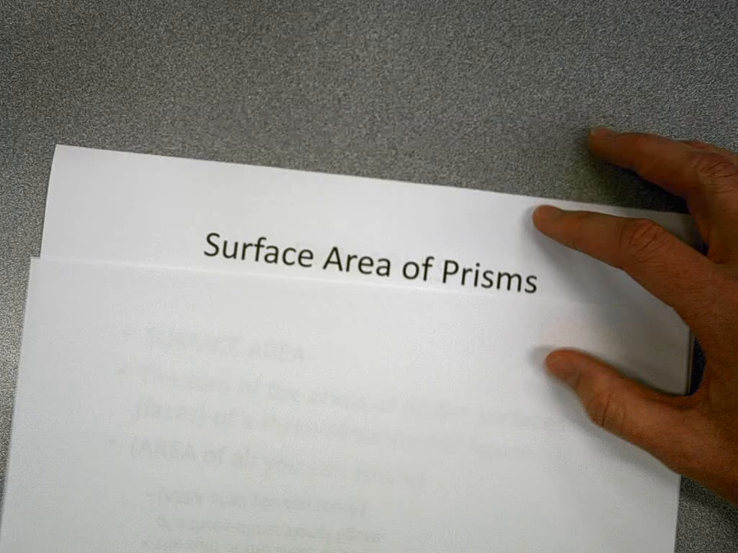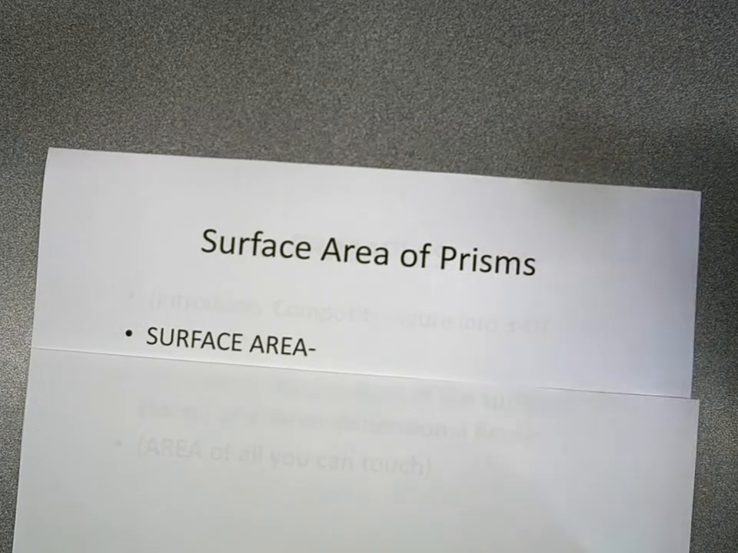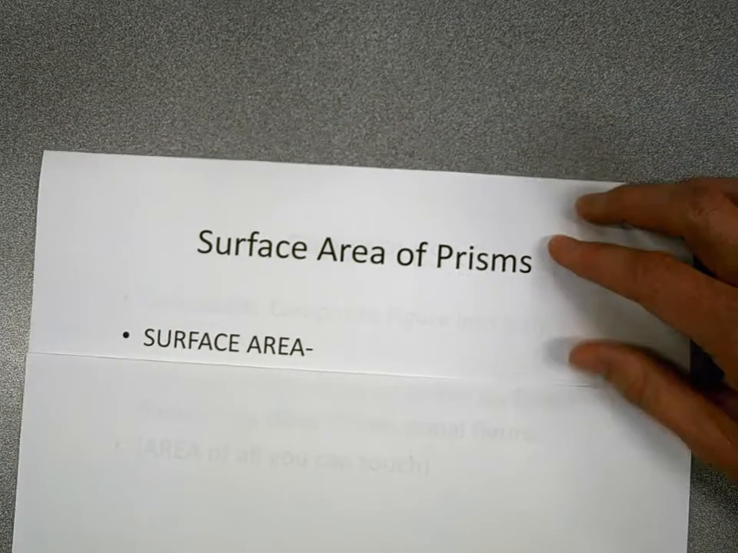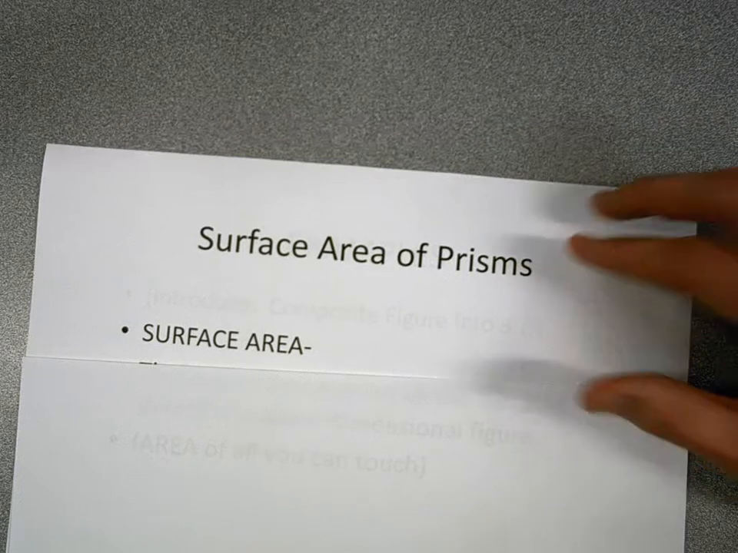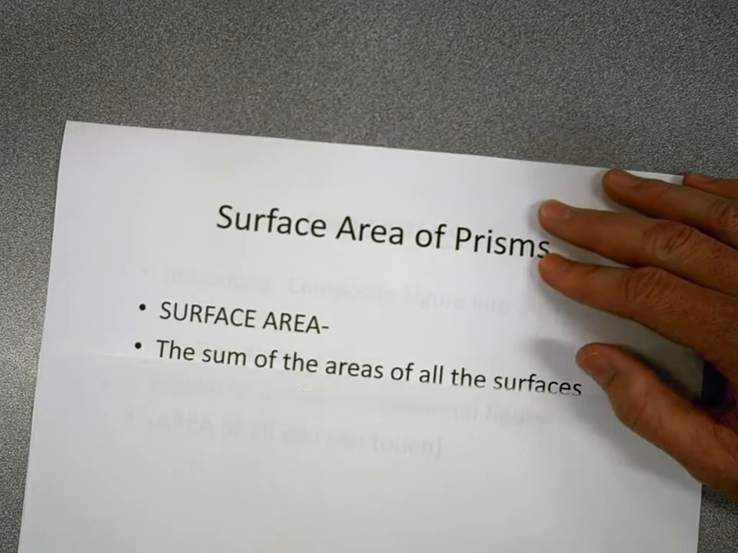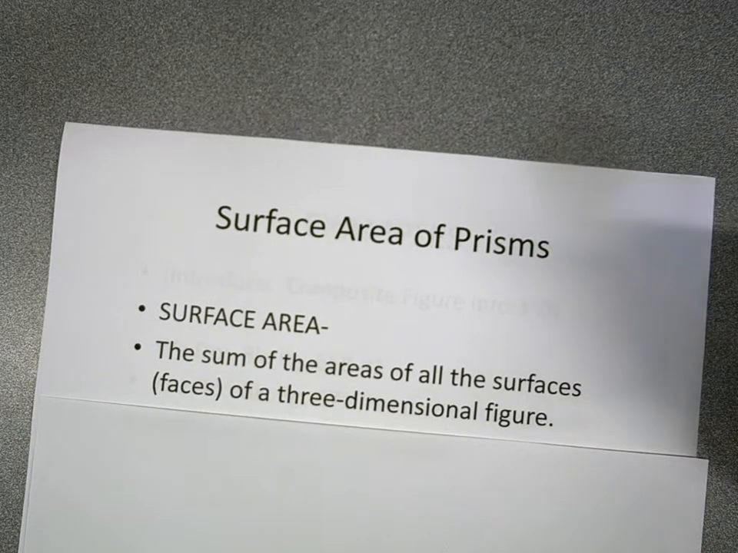Surface area of a prism. So here we go. Surface area, everyone. Surface area. Let's try that one more time. Surface area, everyone. All right, so here's what your book says. It's the sum of the areas of all the surfaces, or faces, of a three-dimensional figure.